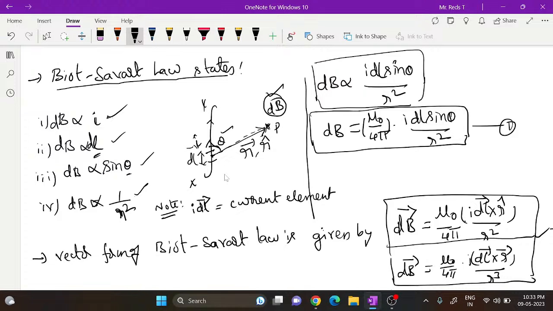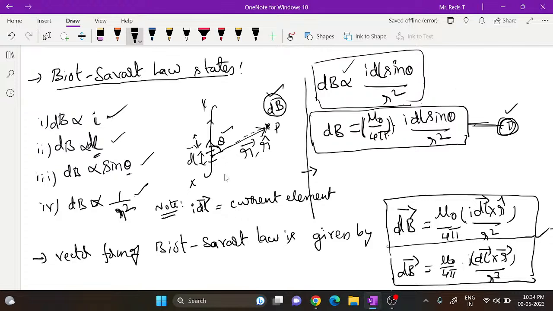Here, by replacing the proportionality symbol, we write dB is equal to mu naught by 4 pi into I dl sin theta by r square, and let us consider this as equation 1. This gives the magnitude of the field produced by the small element dl at a point P, which is at a distance r. This gives only the magnitude of the field. But we know that any field, whether electric, magnetic or gravitational, is treated as a vector quantity, which should possess both magnitude and direction. Here equation 1 gives only magnitude.